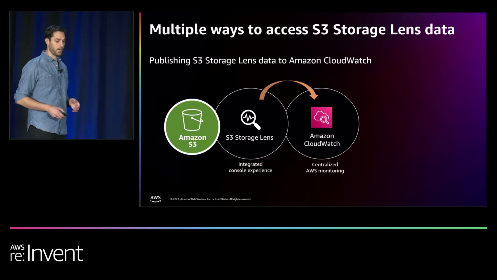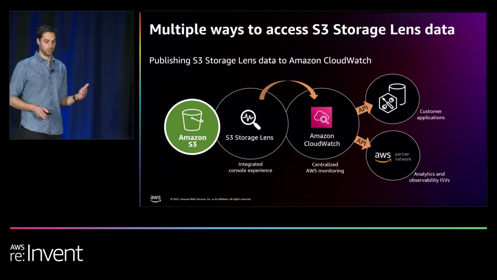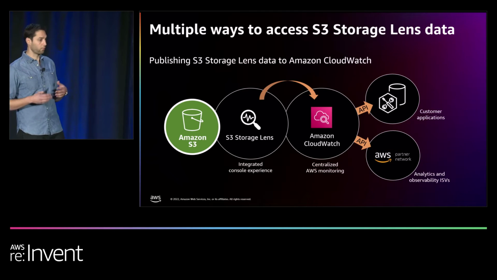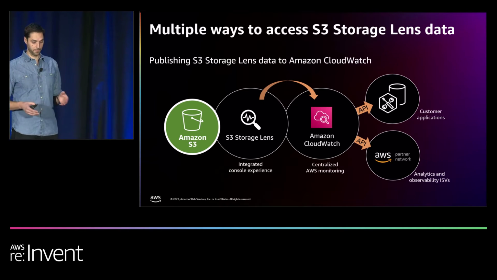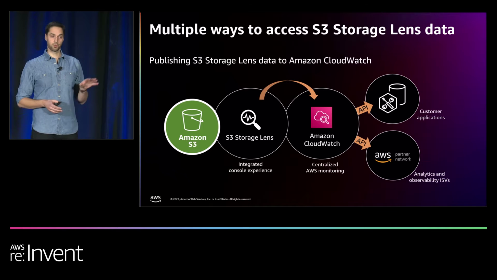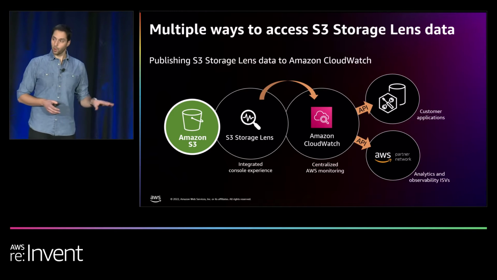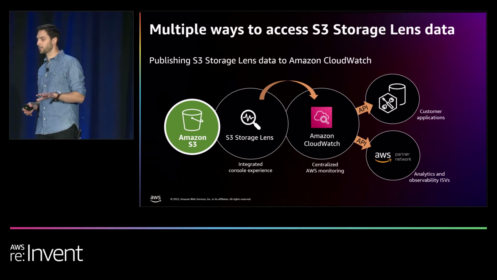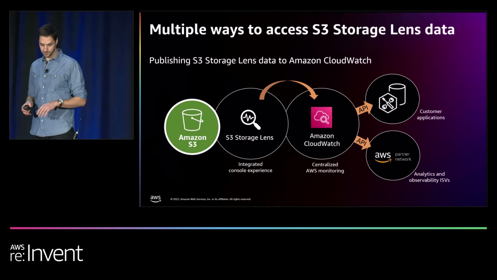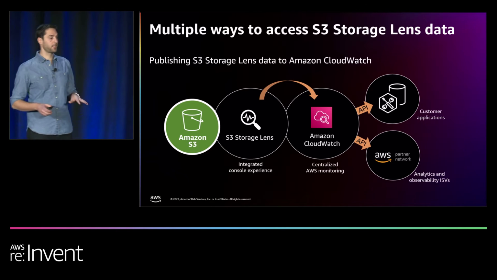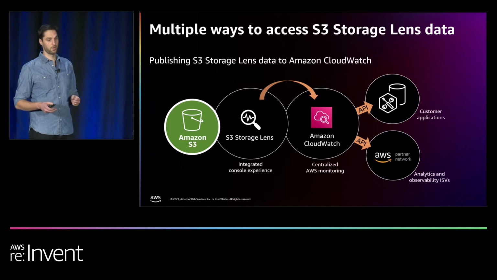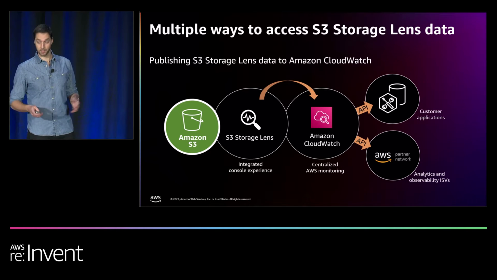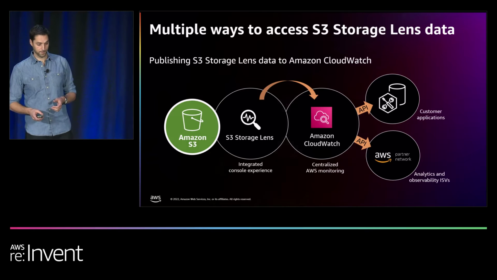So just as a recap, we announced the Amazon CloudWatch publishing last year at re:Invent, and we're already seeing many customers using this capability for multiple use cases. When enabling this option, Storage Lens will send all 29 usage and activity metrics to CloudWatch on a daily basis. This makes it possible for our customers to use CloudWatch native features for multiple use cases, and I'd like to call out a few of them.